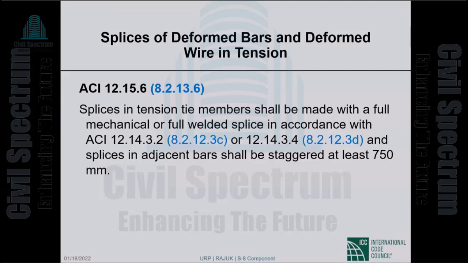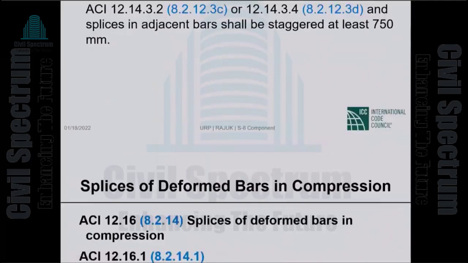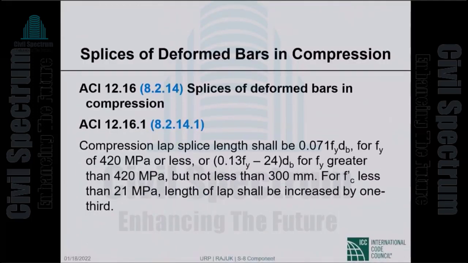So tension tie members in concrete are not commonplace, but if you have them, this is a member subject to tension. All the tension obviously has to be taken by the reinforcing bars. Concrete doesn't carry any. So if you have to splice them, it is a full mechanical or full welded splice. And very importantly, the splices in adjacent bars shall be staggered at least 750 millimeters.